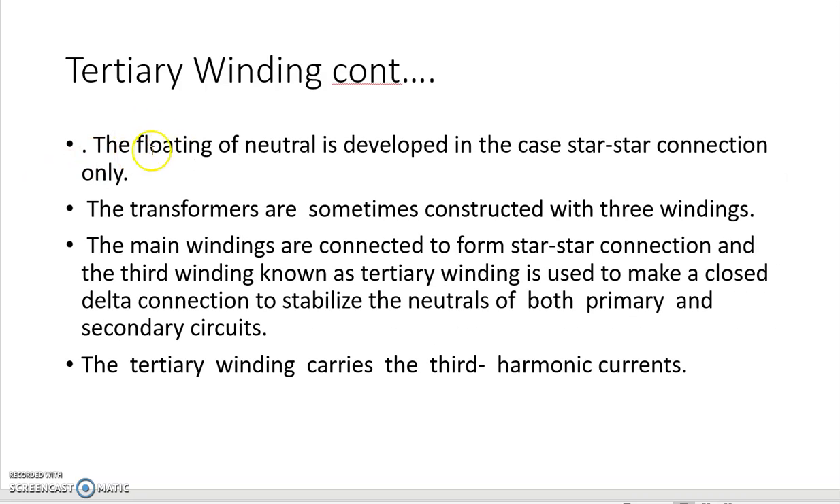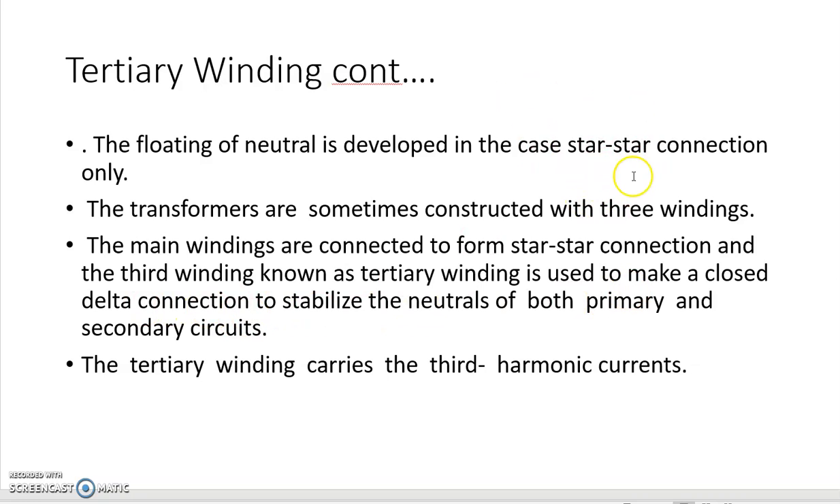But the floating of neutral is developed in case star-star connection is there. So what you are missing here? Obviously, we have discussed in previous slide. So floating neutral, keep it in mind, is always developed in case star-star connection is there. Or transformers are sometimes constructed with two windings. The main winding are connected to form star-star connection, and the third winding, known as tertiary winding, is used to make a closed delta connection.